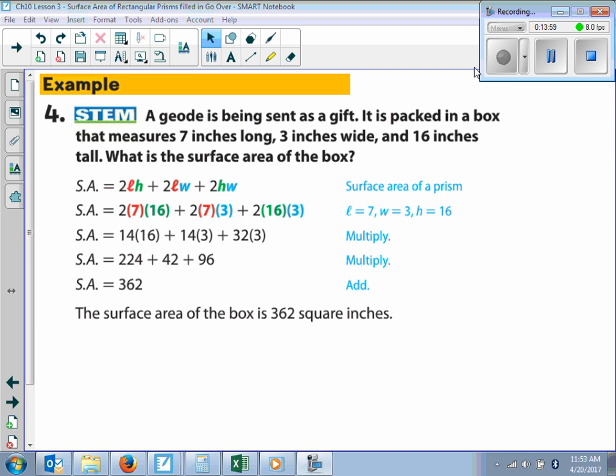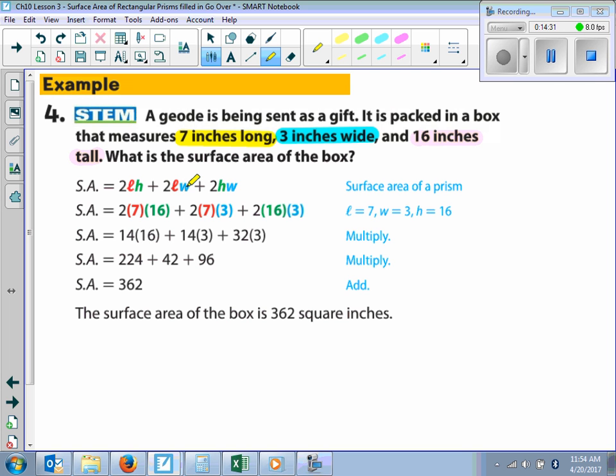Very good. All right, so a geode is being sent as a gift. It is packed in a box that measures 7 inches long, 3 inches wide, and 16 inches tall. What is the surface area of the box? So here, these are the dimensions. We've got 7 inches long. That's the length, right? Then we've got 3 inches wide. That's the width. Very good. And 16 inches tall is the height. It's 16 inches tall, so it's the height.